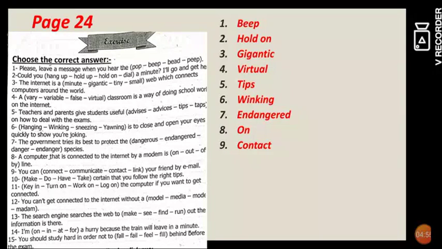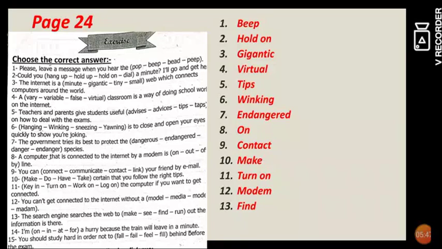Number 8. A computer that is connected to the internet by a modem is online. You can contact your friend by email. Number 10. Make certain that you follow the right tips. Make certain means be sure. Number 11. Turn on the computer if you want to get connected. So if we want to connect the computer, we must turn it on.